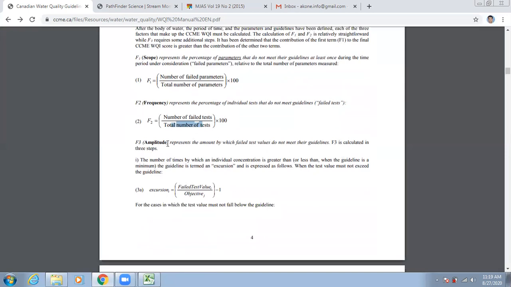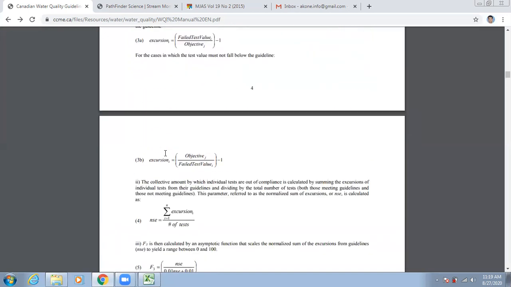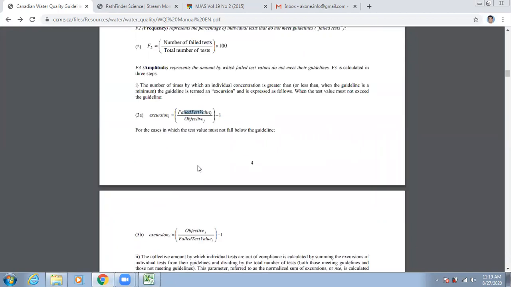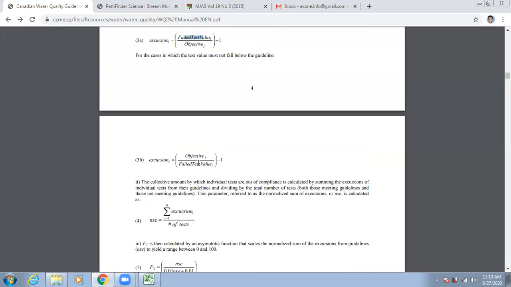And for amplitude, the amplitude represents the amount by which failed test values do not meet their guideline. The amplitude can be calculated in 3 steps. First, failed test value divided by the objective, minus 1, and that is known as excursion. And another is objective divided by failed test value.